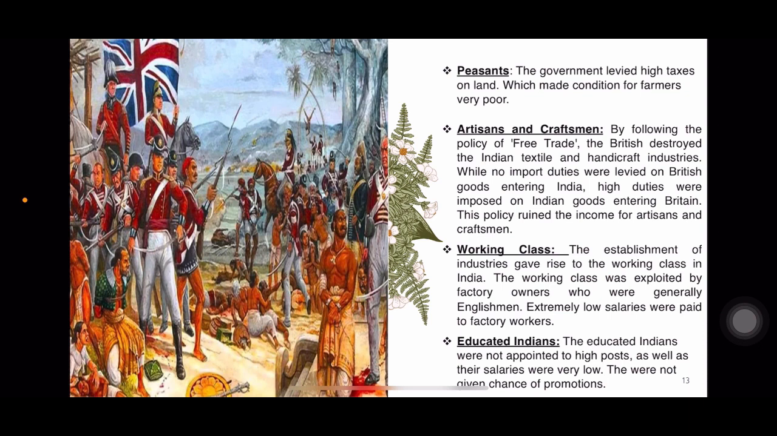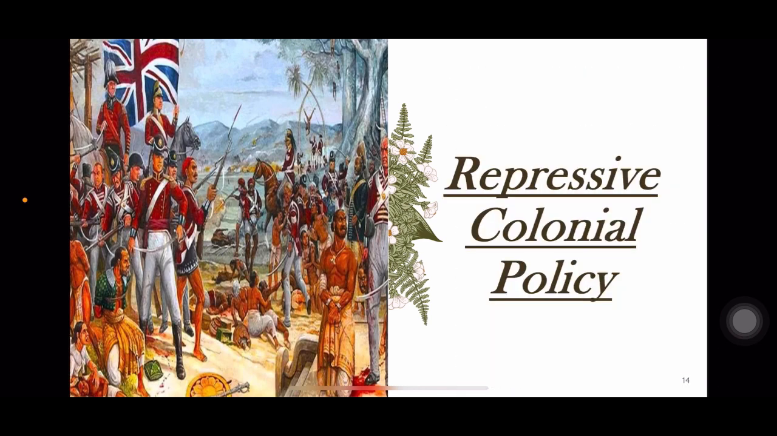Educated Indians. The educated Indians were not appointed to high posts, and their salaries were very low. They were not even given a chance of promotions. The second most important factor is the repressive colonial policies of the British.